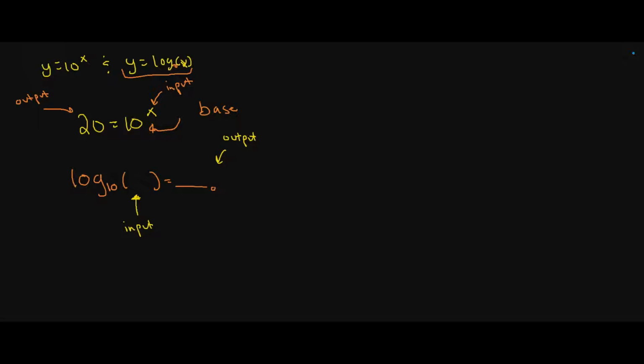Remember, when you're inverses, what do you do? You switch the x and y. You switch your inputs and outputs. So that is what we're going to do. You see, this is my input, so that has to become my output. And this is my output, which now has to become my input. And that's it. That's how we convert from exponential to logarithm. We're going to continue to get practice. I know it's a little bit hard right now.